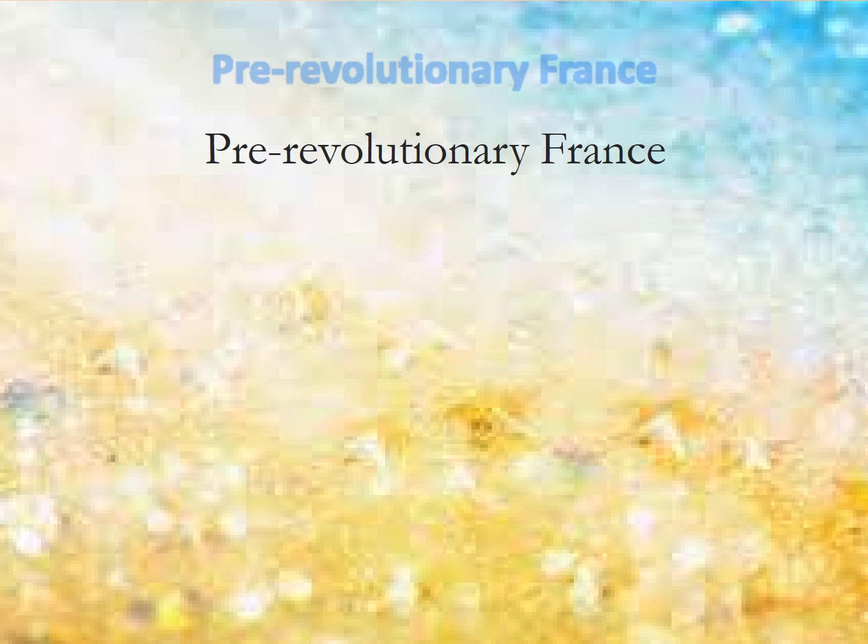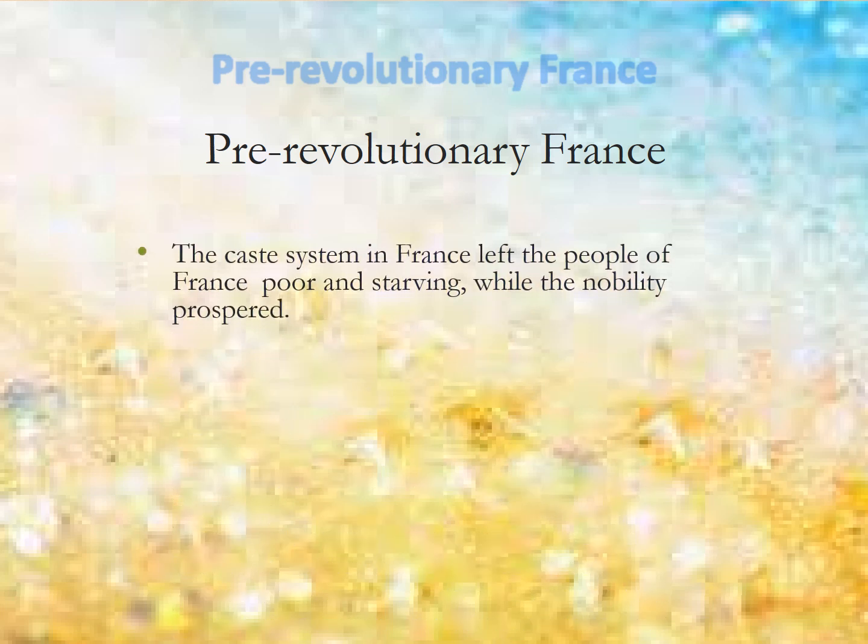Now we will learn some information about the time before the Revolution. Before revolutionary France, the caste system left the people of France poor and starving, while the nobility prospered. The nobility, at that time the Evremonde family, were living wealthy and left the people in a very poor situation.